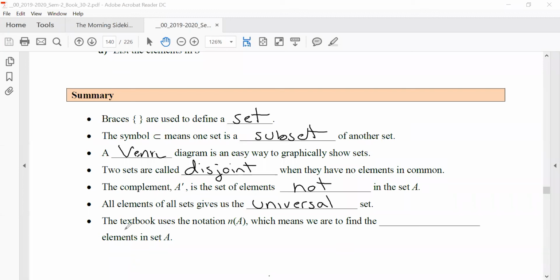And again, the textbook, and this is proper notation, will use this here, which means to find the number of elements in set A. So it's not wrong to use it. We just won't see it on our diploma, which is not the end of the world.